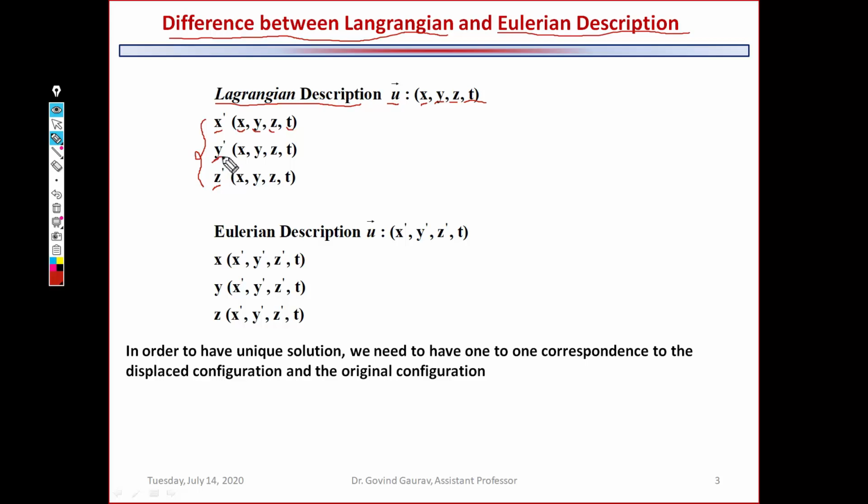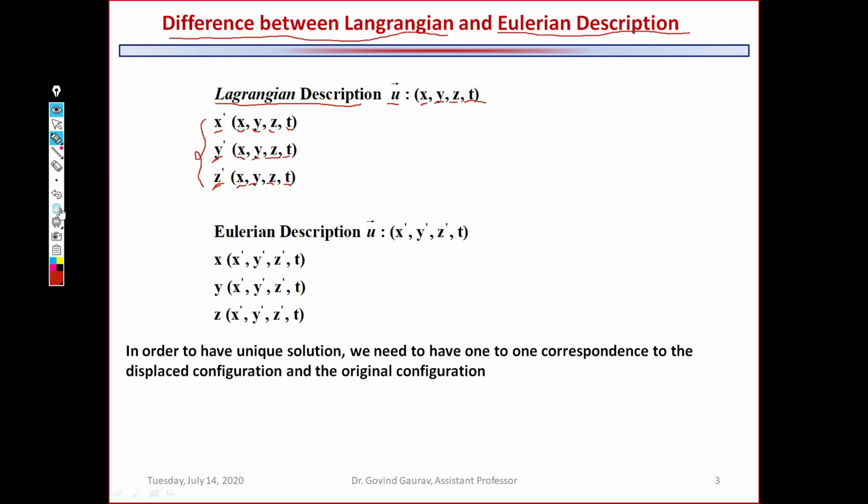Similarly, y dash, which is the deformed configuration, will be related to the initial configuration, which is in the undeformed state. It is in the form of x, y, z and t. Similarly, the z coordinate will be in terms of the undeformed or initial configuration. The initial configuration is in the form of x, y, z and t.